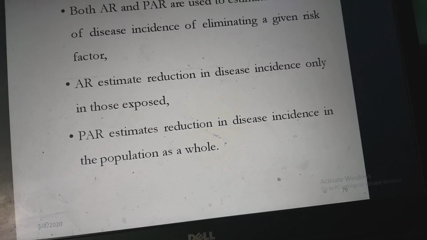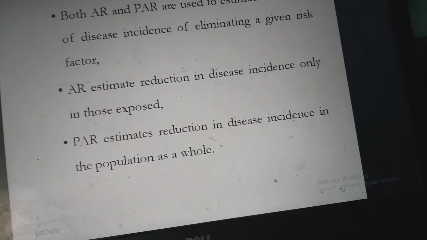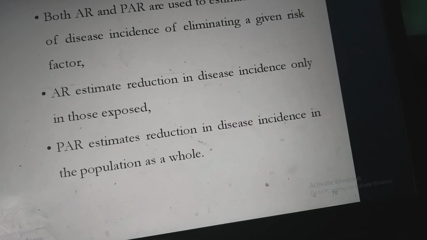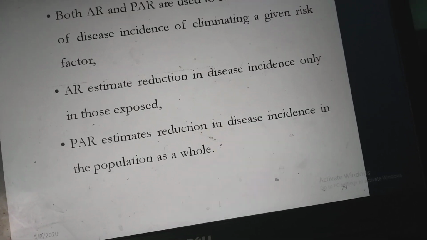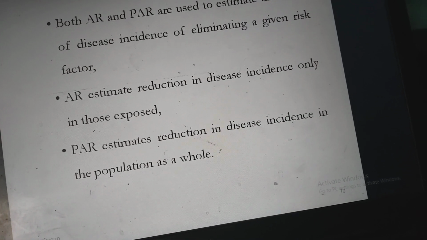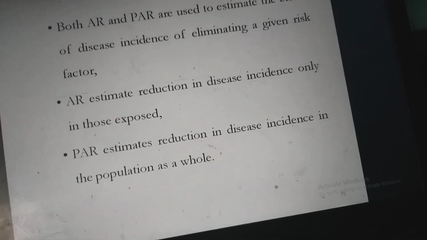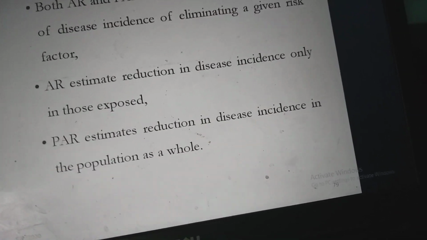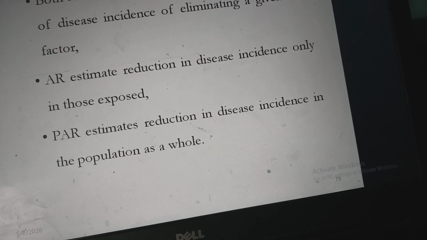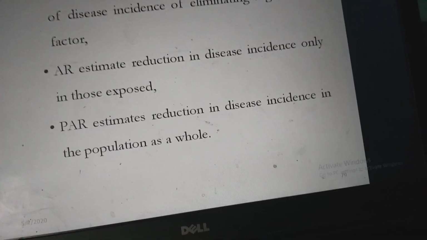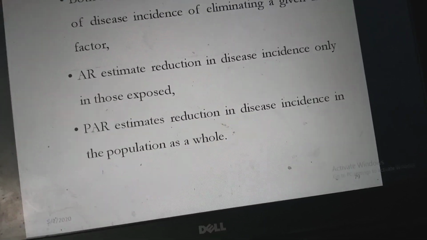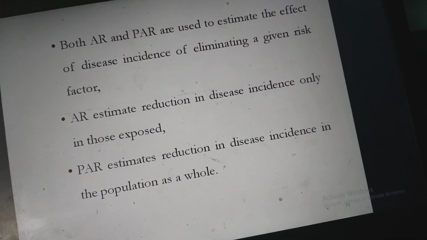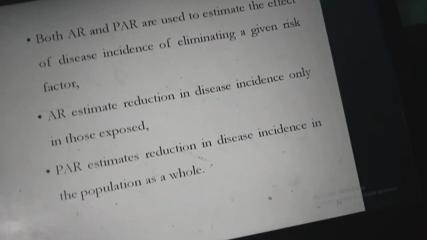So both attributable risk and population attributable risk are used to estimate the effect on disease incidence of eliminating a given risk factor. Attributable risk estimates reduction in disease incidence only in those exposed. The difference is this one, in those exposed. But population attributable risk is in the whole population, not only in those individuals who are exposed. This is the main point. That's why we say population.